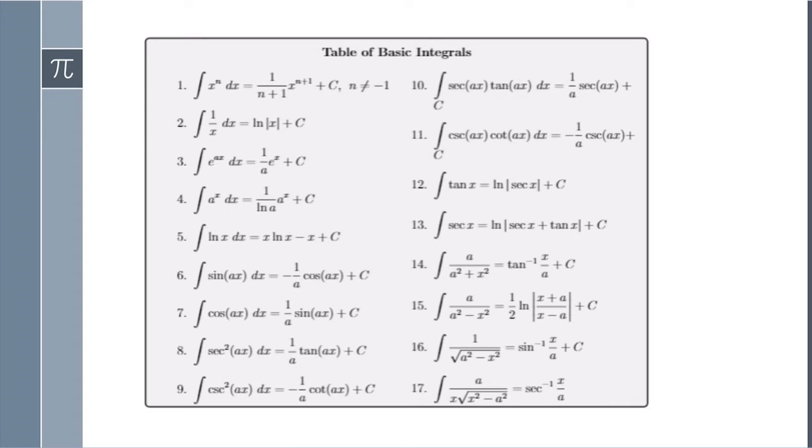So now these are some of the formulas, the basic integrals. It is just the opposite of the derivative. So the integral of x to the n is this one. The derivative of this function is x to the n. Similarly, the derivative of natural log of x, we already know, is 1 over x. That means the integral of 1 over x is natural log of x plus c.